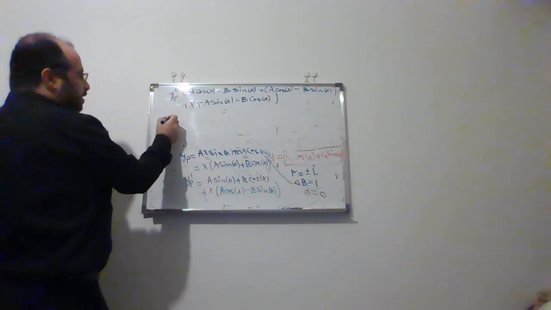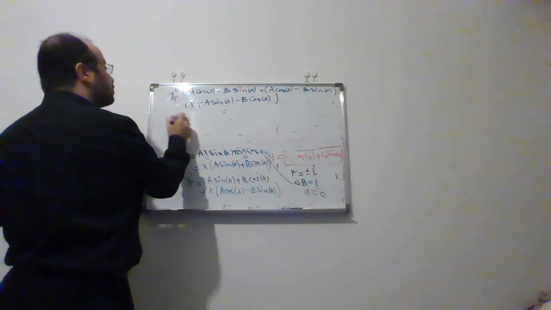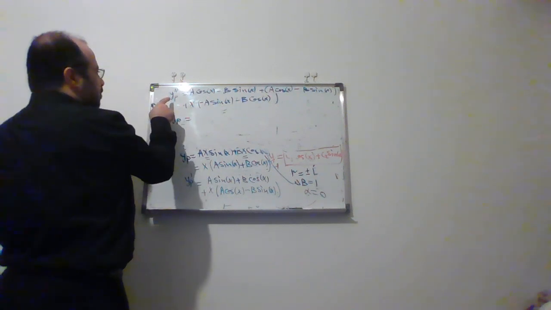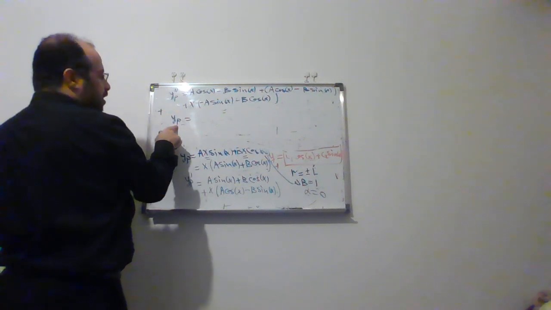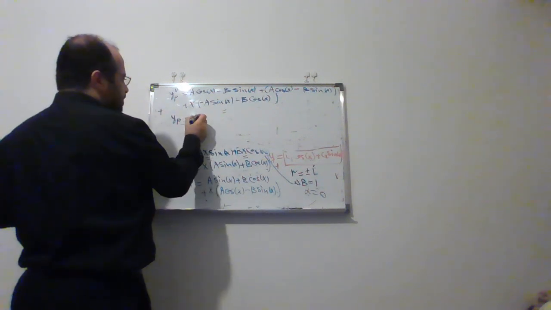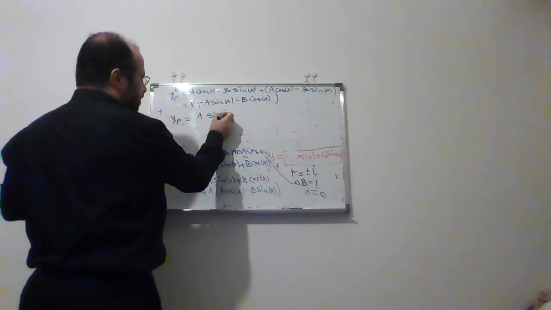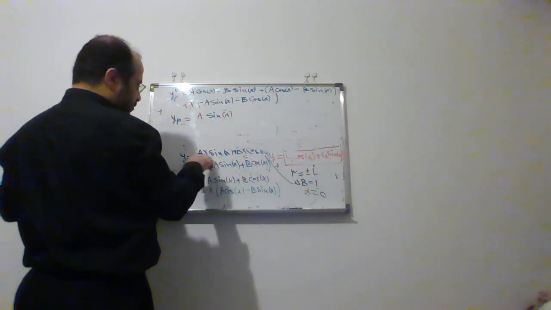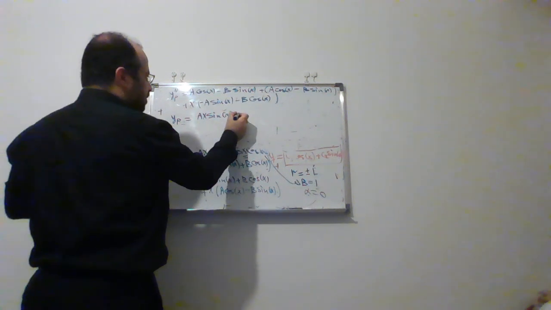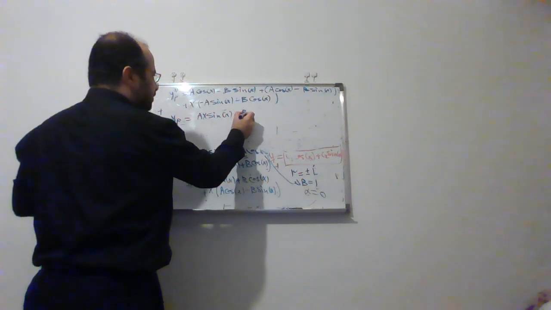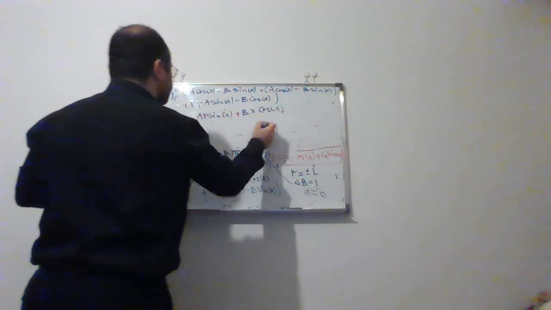I need to add to the second derivative the yp, because the equation is yp double prime plus yp, which is a sine x times x, and plus b x cosine x, right?